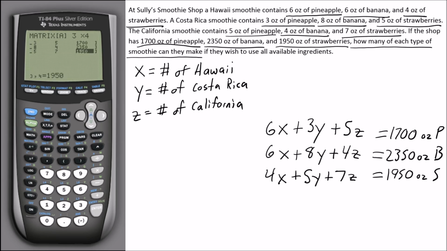So now all we have to do is go to second matrix, over to math, and then go to RREF, and then select our matrix A. And what this will do is simplify that system of linear equations. And so what we end up with is x equals 125, y equals 150, and z equals 100. And so that tells us the number of Hawaii, the number of Costa Rica, and the number of California smoothies that the smoothie shop can make with the available amounts of pineapple, banana, and strawberries.